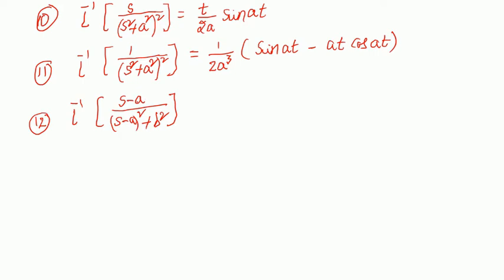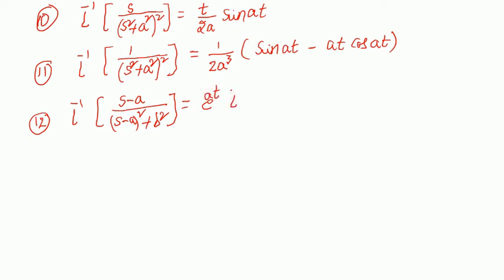We can use the first shifting property here, right? L inverse of (s minus a) by ((s minus a) whole square plus b square). Whatever the form we have for s in the denominator, we have the same form in the numerator if we have s in the numerator. Here, what is the form of s in the denominator? s minus a. Same form we need in the numerator, right? So here s minus a is there, here s minus a. To remove this a, if you have minus a, we can write e power at. If you have plus a, you can write e power minus at.